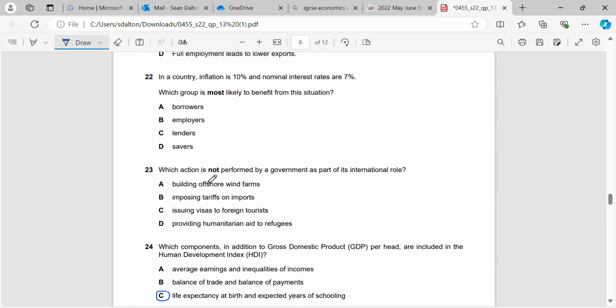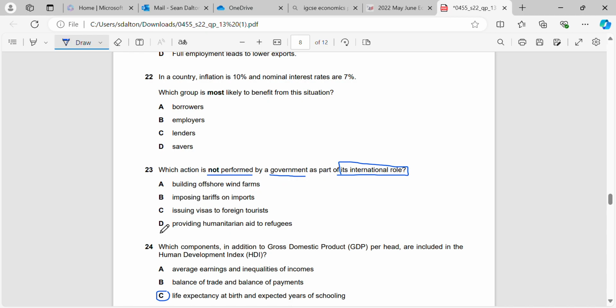Okay, 23. What action is not performed by a government as part of its international role? This is a relatively difficult question. It's kind of an unusual question. It's not repetitive like the current account balance of payments questions or the foreign exchange questions or the PED or PES questions or the inflation questions, which are generally asking the same info. So all we have to do basically is think about what a government is trying to do. They're trying to look after their own citizens, right?